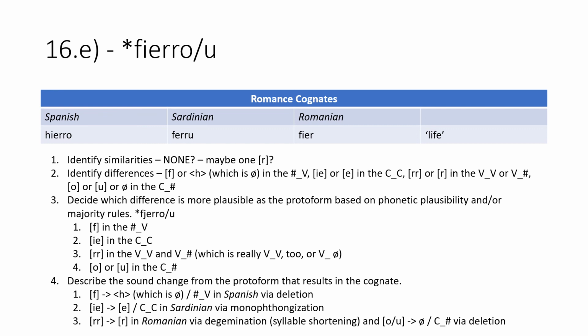So what does that mean? We have to describe the result. So this F-I-E-R-R-O or U becomes in Spanish H-I-E-R-R-O, which means the F changes to a silent or is deleted, right, in the Spanish. The I-E becomes a monophthong, right, or not a diphthong, right, in Sardinian. And the double R is reduced to an R, which actually shortens the syllable of the double R. You could also call it deletion. I would be okay with that. And then the O or the U word finally is deleted again.